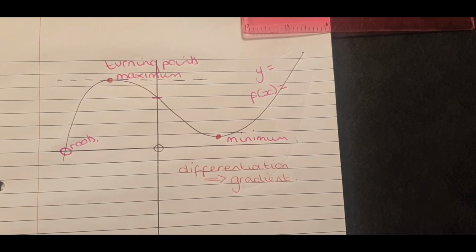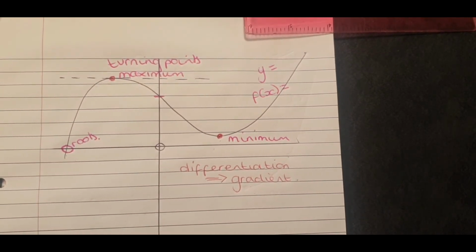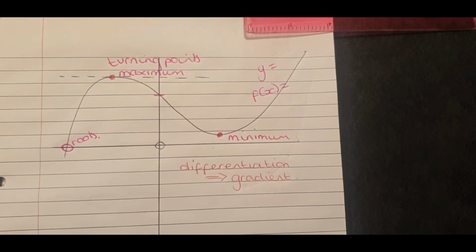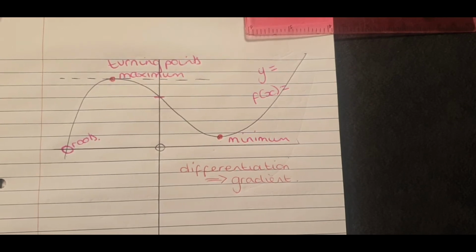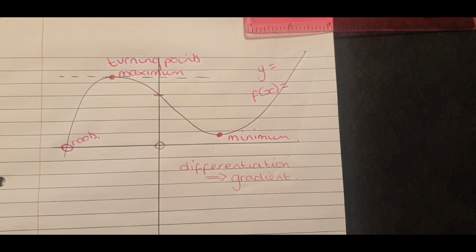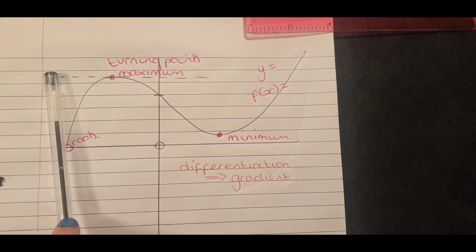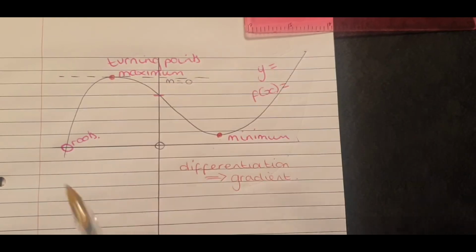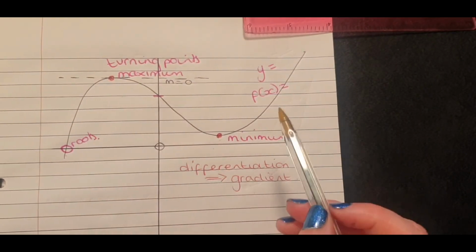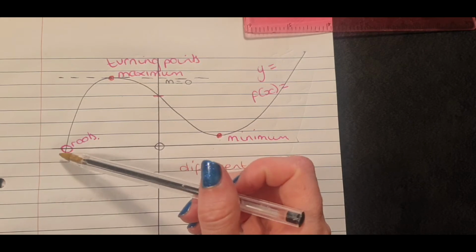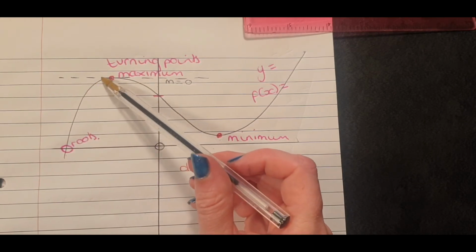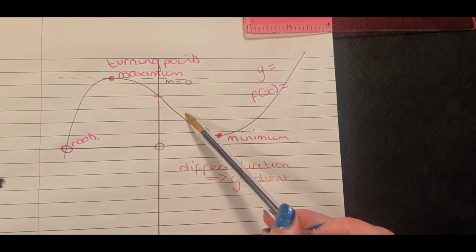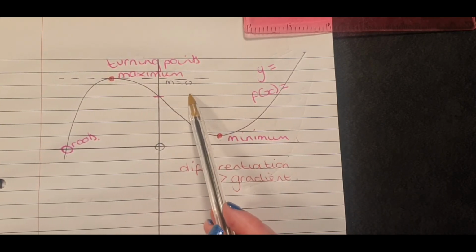Now, hopefully, you could figure out what the gradient of a horizontal line is. So the gradient is how much the line is increasing for every 1 unit. The gradient at this point is 0. If this graph represented the motion of a ball, the ball would be going up and up and up. And then for a split second it stops before it starts to come back down. At this point, the gradient's 0.